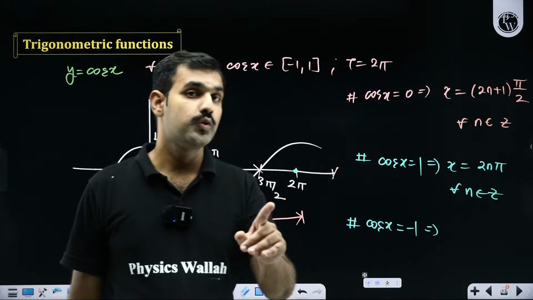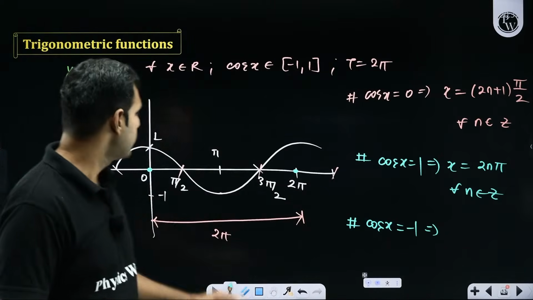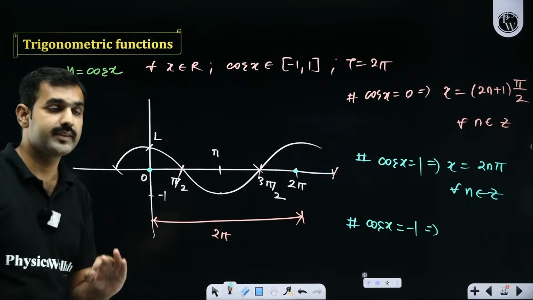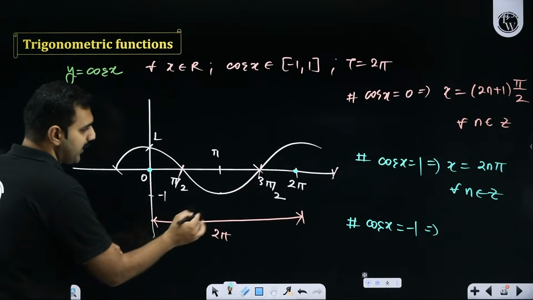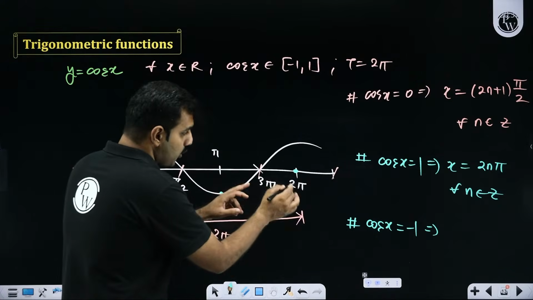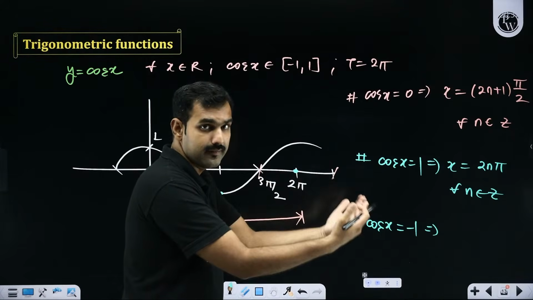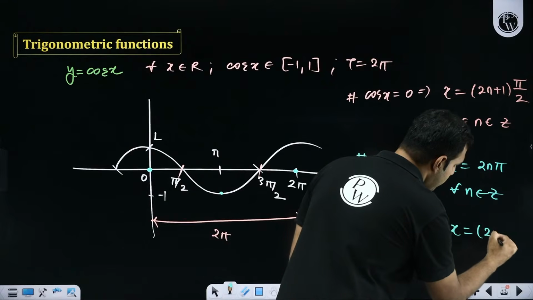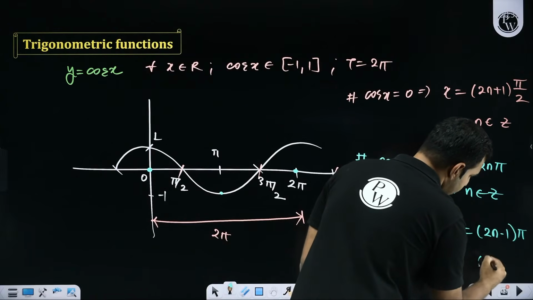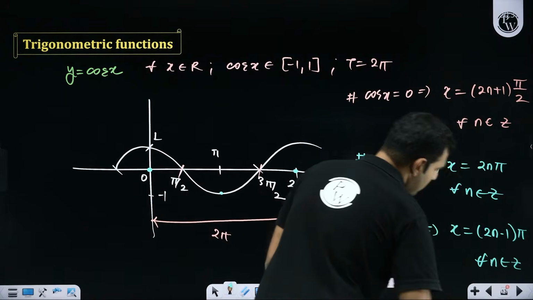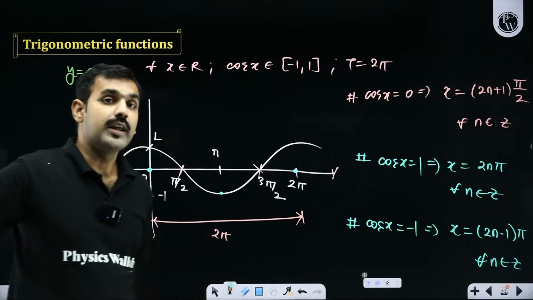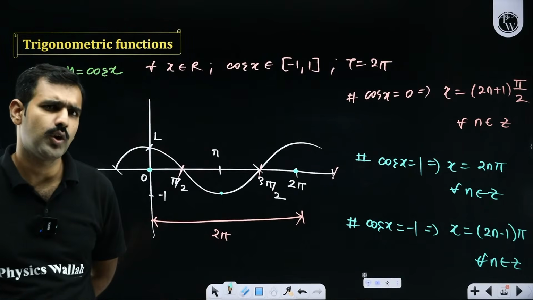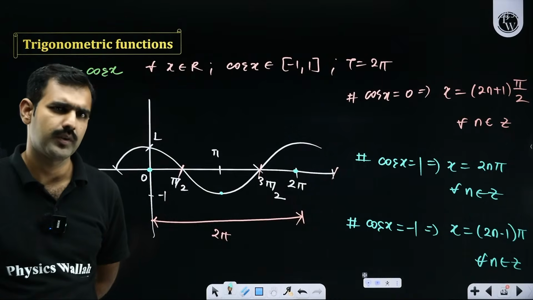And what about minus 1, students? When are we noticing that cos x is minus 1? It is minus 1 at pi, then at 3 pi, then 5 pi, 7 pi, and so on. So at odd multiples of pi, it is minus 1. What about this function, even or odd? What kind of function is it?